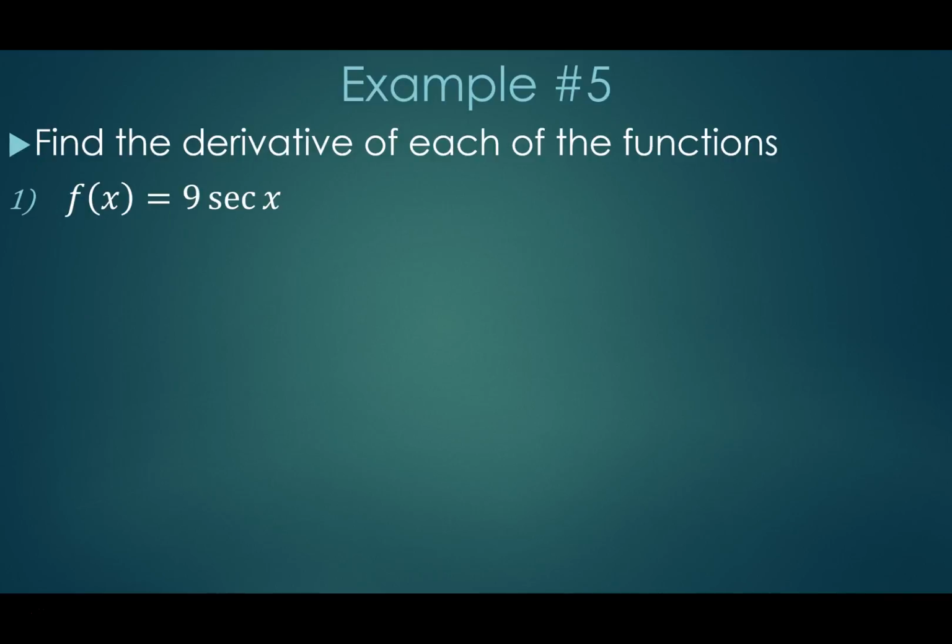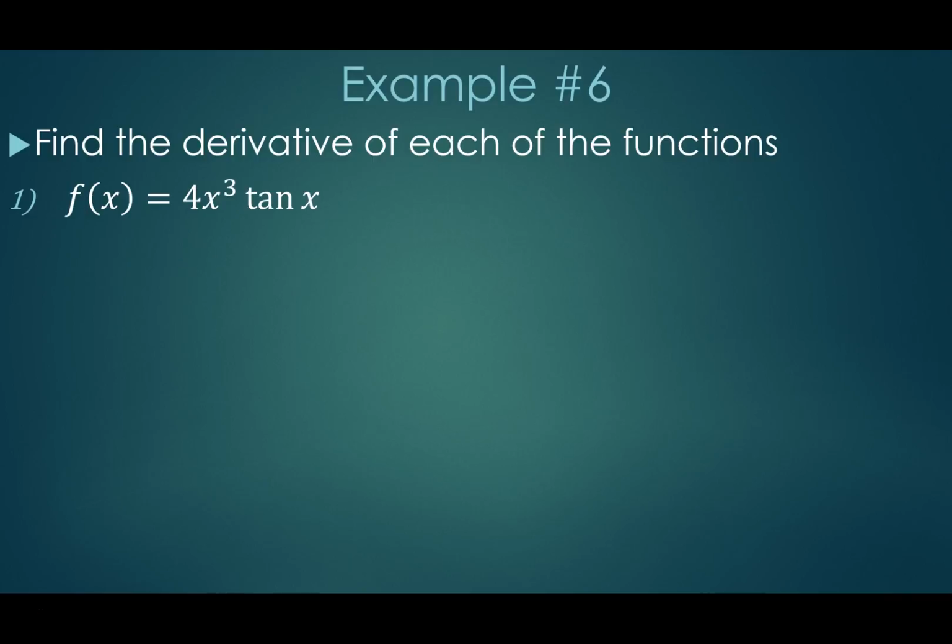So if I want to find the derivative of 9 secant x, well, this is not a product rule because 9 is not a function, it's just simply a number. So I only worry about the actual function, secant x. Derivative of secant is secant x tangent x. So our derivative is 9 secant x tangent x.